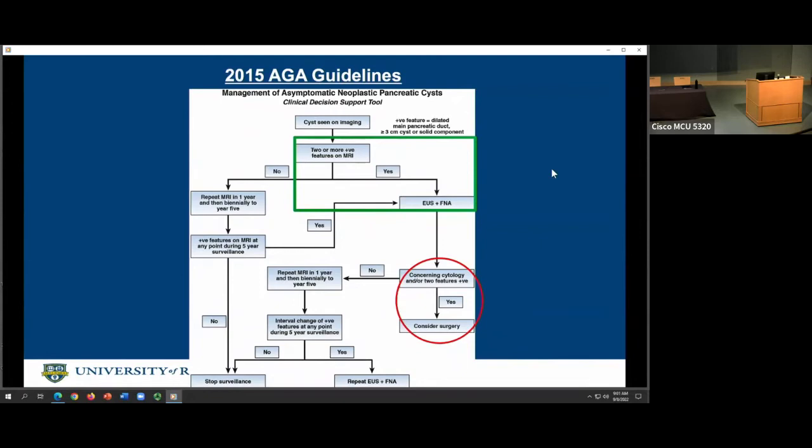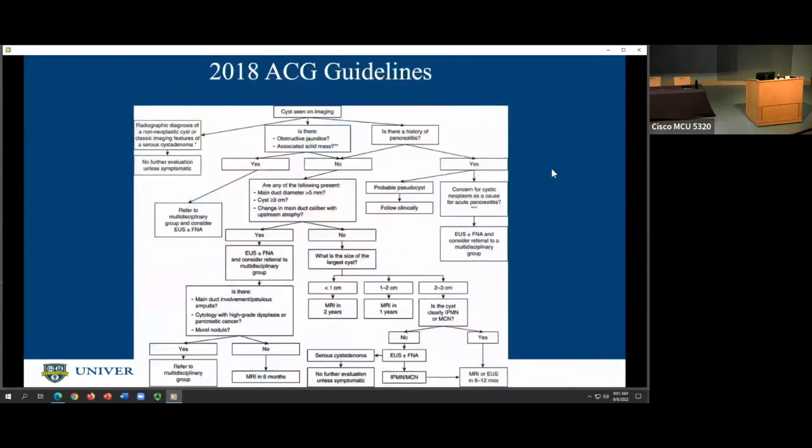The AGA guidelines are the first and only guidelines to recommend cessation of additional surveillance in the absence of changes in the pancreatic cystic neoplasm after 5 years of surveillance, or if the patient underwent surgical resection and a non-malignant IPMN was diagnosed. The ACG guidelines were published in 2018, and if you look at these guidelines, again, if there is any obstructive jaundice or a solid mass associated with the cyst, then the patient is supposed to be referred to a multidisciplinary group and consider EUS-FNA.